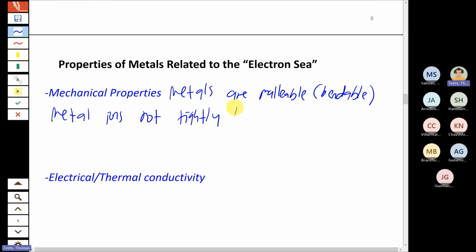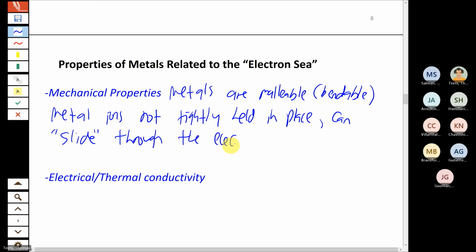They're not tightly held in a single location because, again, there's a sort of diffuse cloud of electrons holding it together. And so these atoms can sort of slide through the electron sea and move around a little bit. It's difficult to completely break them apart. That's why we said it's difficult to melt the substances.